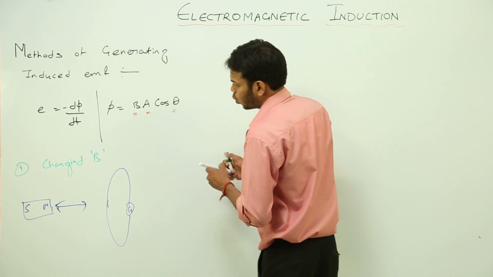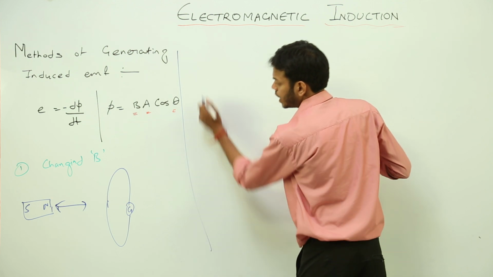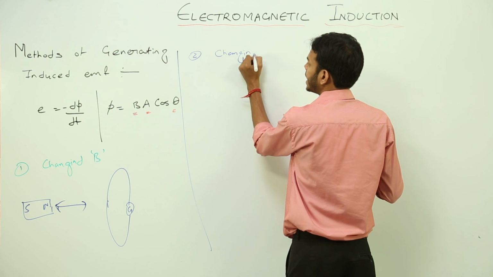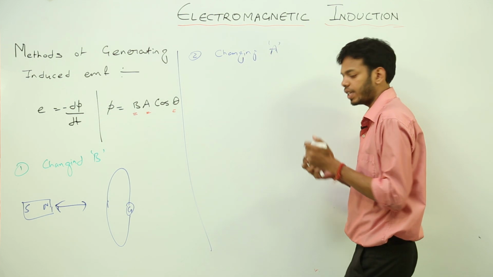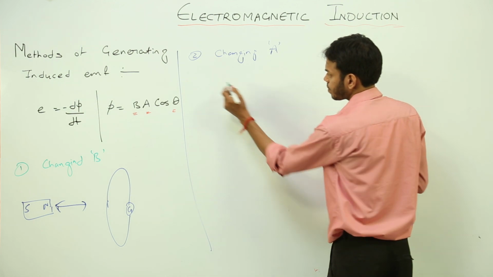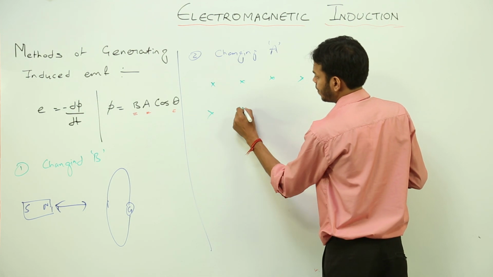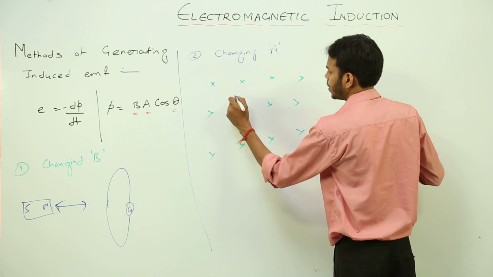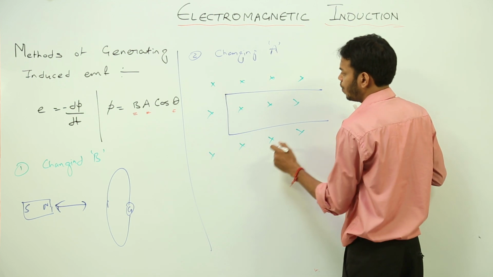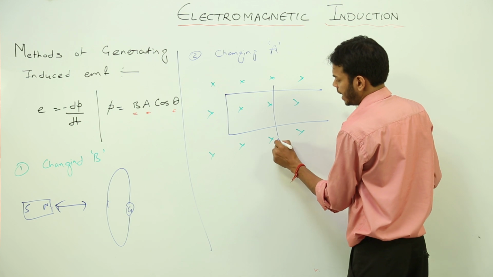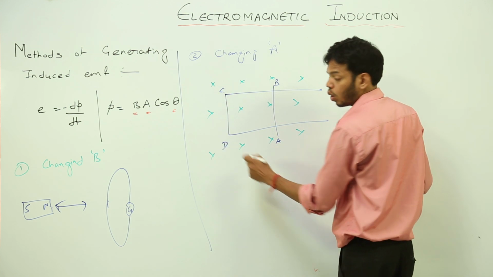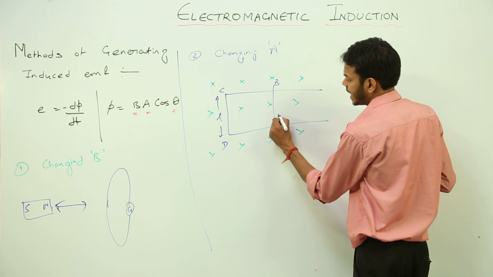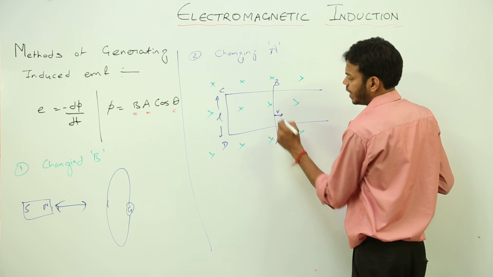Okay. Number 2, by changing what? Area. Guys, this is another case of motional EMF. See, this time I will do it in a very different way. We have a magnetic field vertically inwards, and this is the rectangular loop where this arm AB can be moved. Let us say this length is L and this arm is pulled out with velocity V.